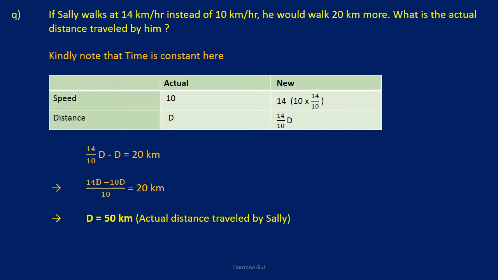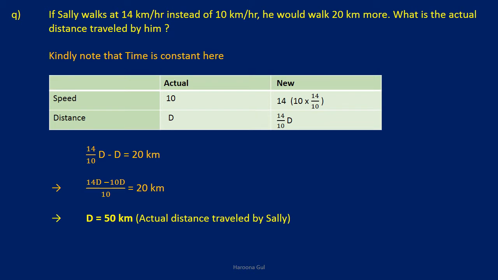If Sally walks at 14 kilometers per hour instead of 10 kilometers per hour, he would walk 20 kilometers more. What is the actual distance traveled by him? Now, our first step should be to identify the constant, and in this problem, it is time, while speed and distance are changing. So if our original speed is 10 kilometers per hour and our new speed is 14 kilometers per hour, that means 10 is multiplied by 14 over 10 to get 14.